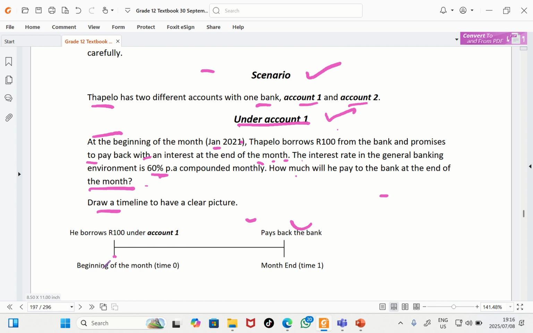Remember, at the beginning, which is time zero, the beginning of the month, in account 1, this guy borrows 100 rands. And then at the end of the month, he promised to pay back the bank. Obviously, he's going to pay it back with interest. What is the interest? We talked about this interest over here. So at the end of the period, this guy will pay 100 rands plus that interest. That's what it is essentially. Are we together?